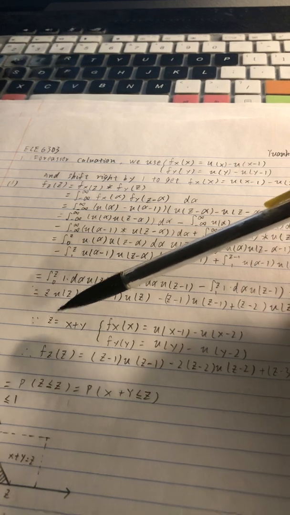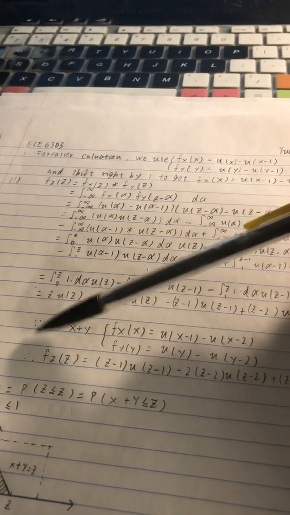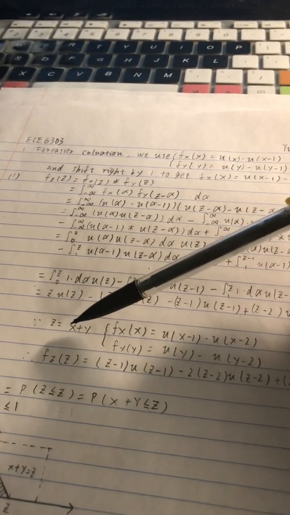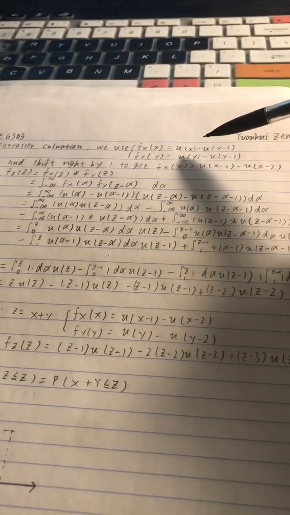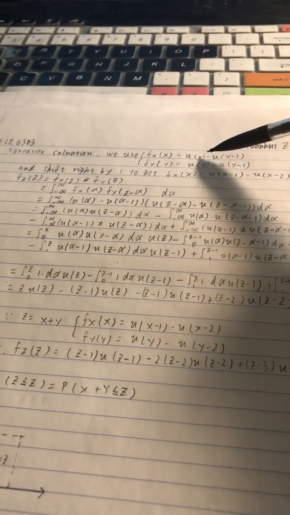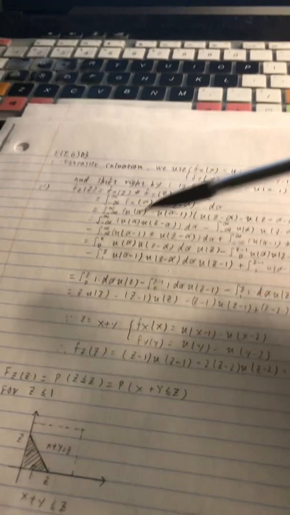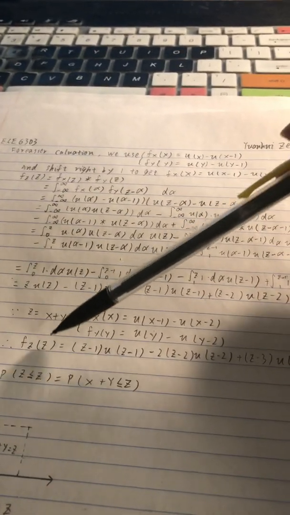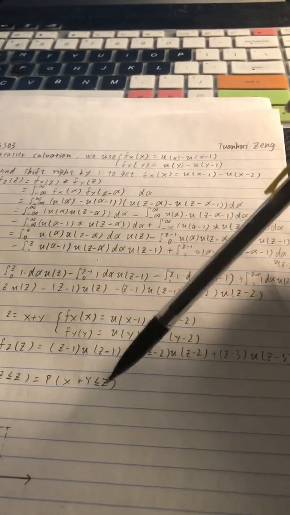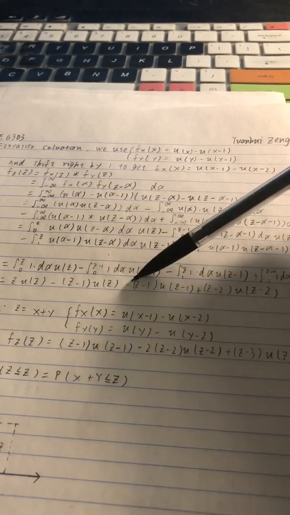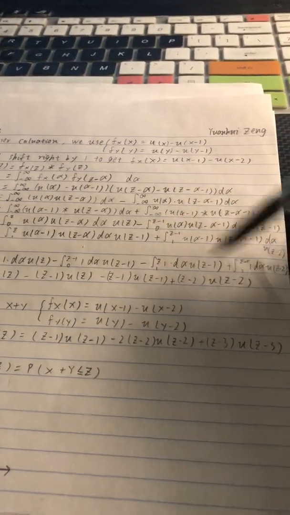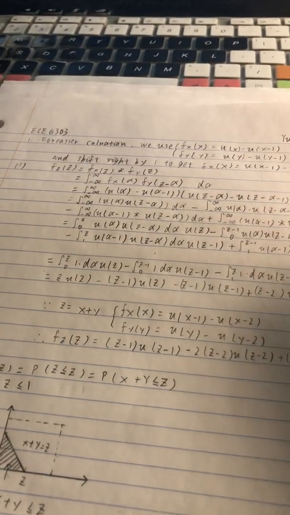What I mean is that, because Z equals X plus Y, and the density function for X and Y is in this shape, the density function of Z we can get like here. Yep, that is the density function for Z we get for now.